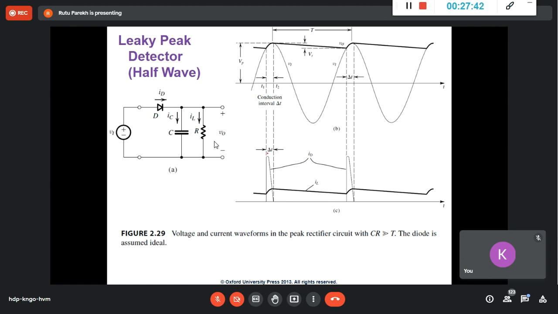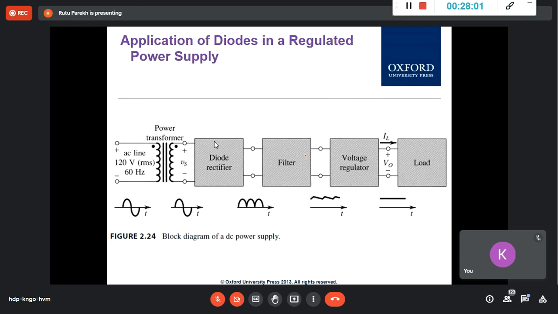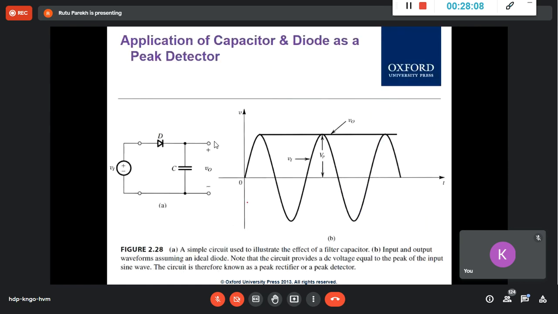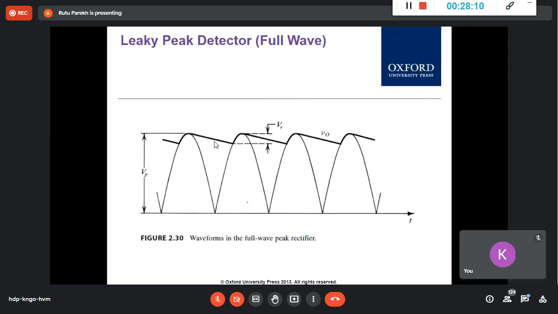And your diode is only on for a fraction of a time, and this is very important. Your RC should be very, very greater than the time period of this sine wave. This is the peak voltage, and what you get is this output, which is not a pure DC, but with ripple. We want to remove that, and we know the remedy. It is the Zener diode that you can use to remove that.